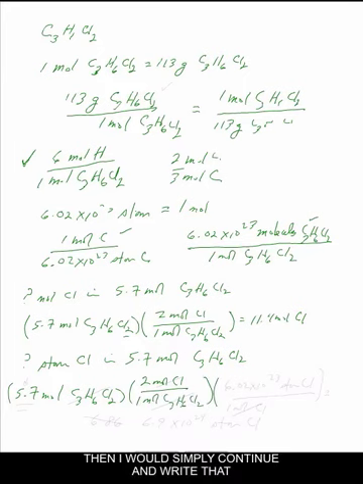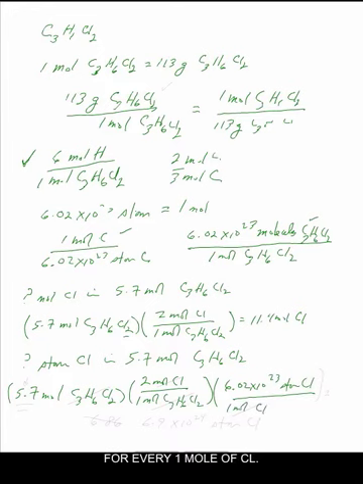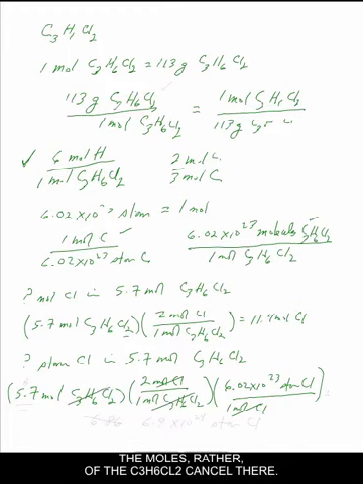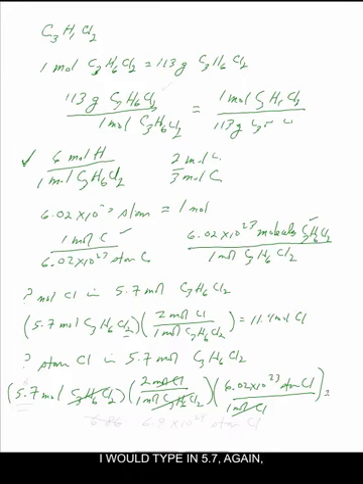Then I would simply continue and write that there are 6.02 times 10 to the 23 atoms of Cl for every 1 mole of Cl. Notice the moles of Cl cross-cancel here, and the moles of the C3H6Cl2 cancel there. And running these numbers through the calculator, I would type in 5.7, again, times 2, and then just immediately times 6.02 E23, and the answer comes out here as on the order of, this should come out to on the order of, I'm going to run that through my own calculator.